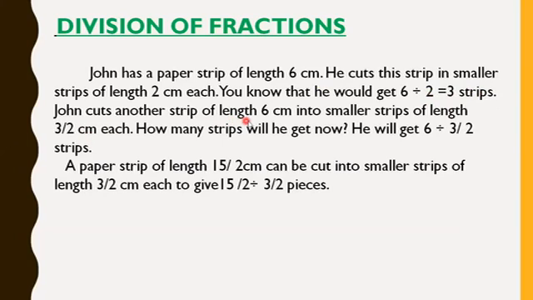John cuts another strip of length 6 centimeters into smaller strips of length 3 by 2 centimeters each. How many strips will he get now? Here 6 centimeters, equally 2 centimeters he can cut, and we know 6 divided by 2 gives 3. But now he has cut it into 3 by 2 centimeters each. So now we have to divide 6 by 3 by 2, that is, divide by 3 by 2 centimeters.